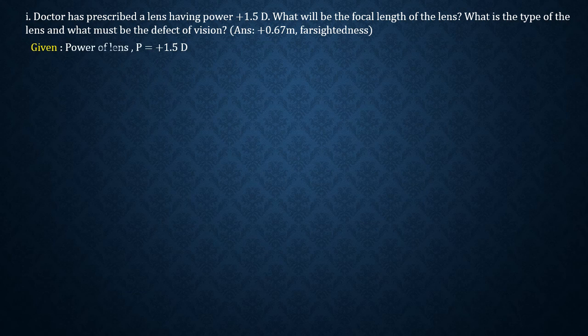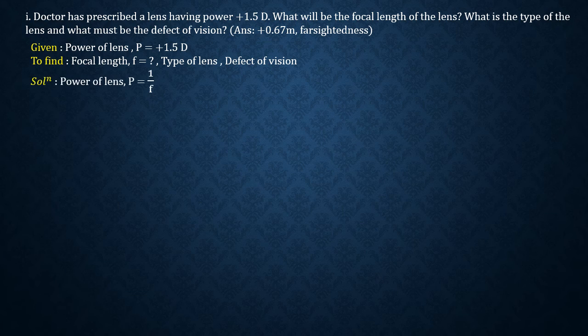So what is given to us in the question? We are given the power of the lens. We know that P, used for the power of the lens, is equal to plus 1.5 diopter. To find: focal length f, type of lens, whether it's concave or convex, and what is the defect of vision. We have studied the three defects of vision, that is nearsightedness, farsightedness, and presbyopia. Out of that, which defect of vision this particular patient will have, that we have to find.